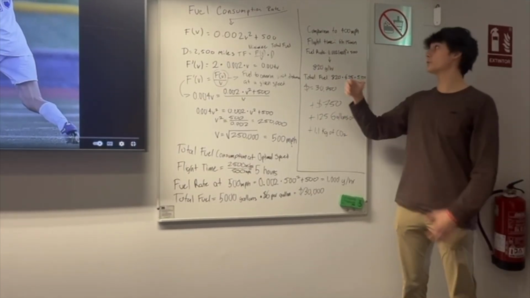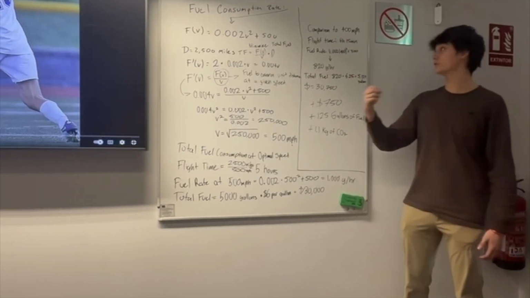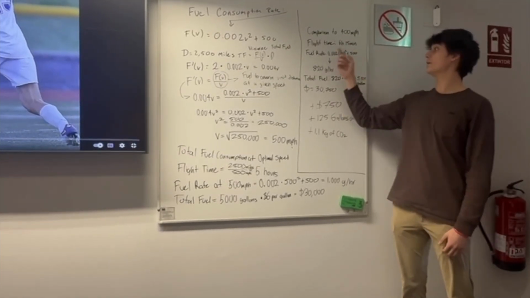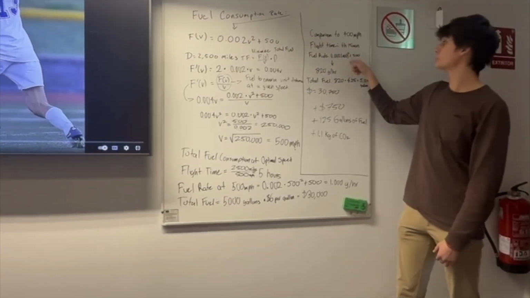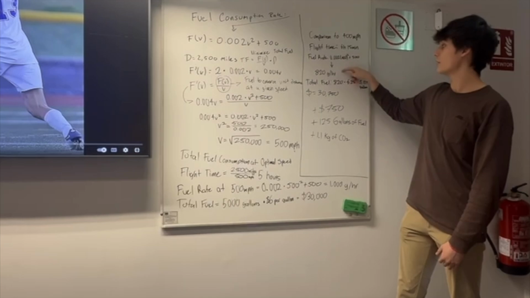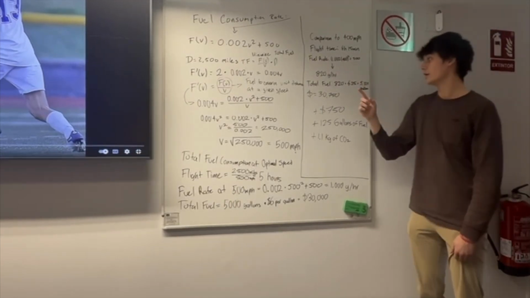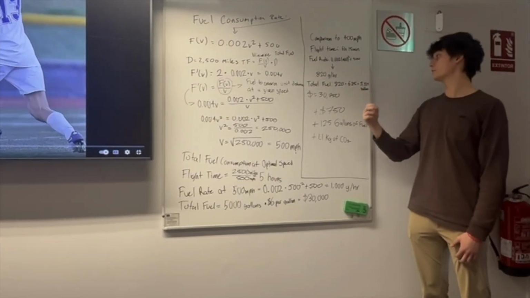So to demonstrate the importance of flying at 500 miles per hour, we can compare it to flying at 400 miles per hour. Since we're going slower, the flight time is longer, it takes 15 minutes more. Now here to find the fuel rate, we plug it into the fuel rate equation. We plugged in 400 miles per hour, and then we got 820 gallons per hour. So the total fuel spent is 5,125 gallons.